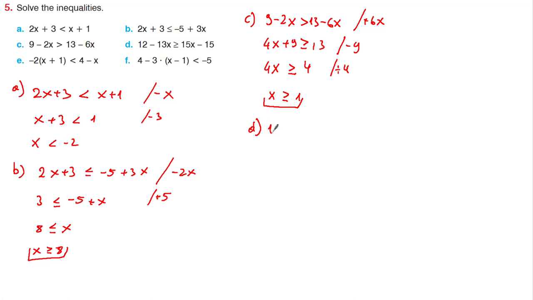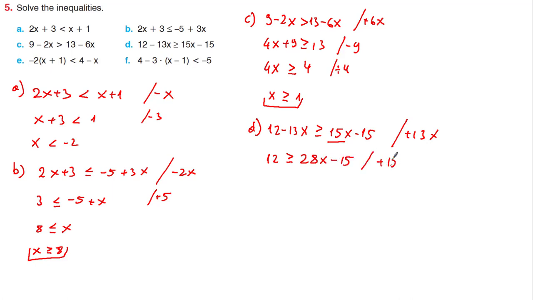Under D, we have 12 minus 13x is greater than or equal to 15x minus 15. Alright, we can add 13x. Our goal is just to separate x's and terms that have x from the terms that don't have x on different sides. It really doesn't matter which side you pick. So it will be 12 is greater than or equal to 28x minus 15, since 15x added to 13x adds up to 28x.